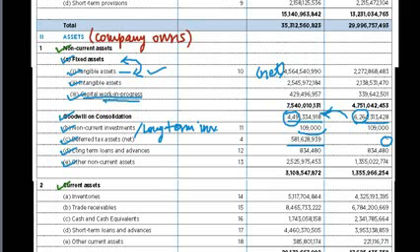Let's now move to current assets, which, as I mentioned earlier, are short-term in nature. So we talk about current assets, which are short-term in nature, actively managed and directly tied to the current level of the company's business.